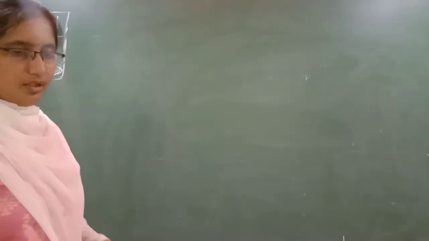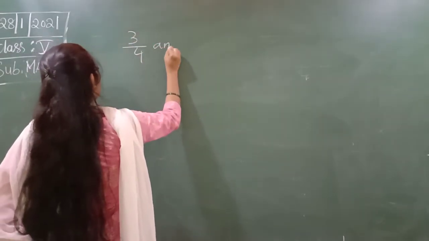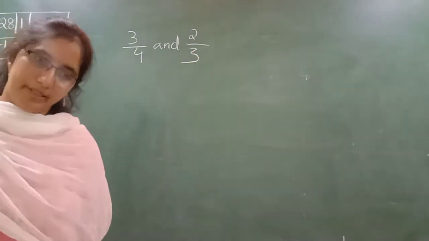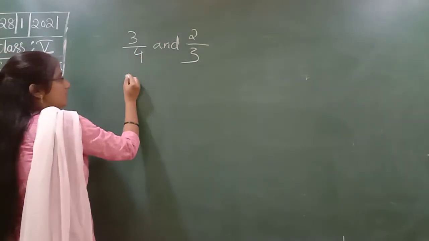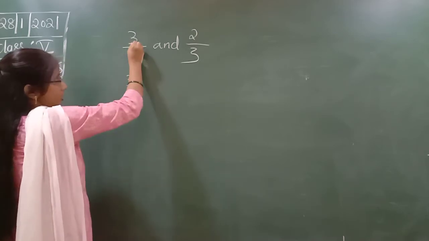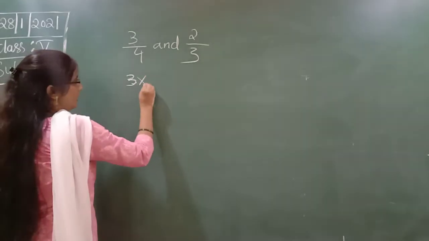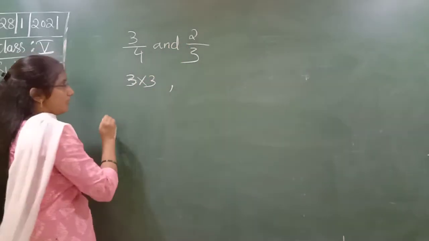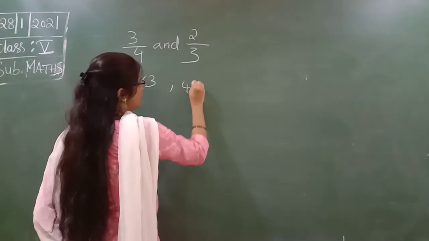Now, cross multiply to compare. They have given one example, 3 by 4 and 2 by 3. What they said, cross multiply and compare. First we have to cross multiply. The numerator of the first fraction is multiplied with the denominator of the second fraction, 3 into 3. And next, 4 into 2, that is the denominator of the first fraction multiplied with the numerator of the second fraction. This is the cross multiply.